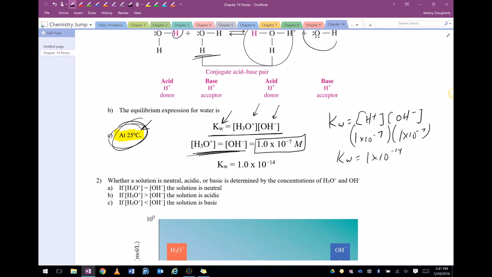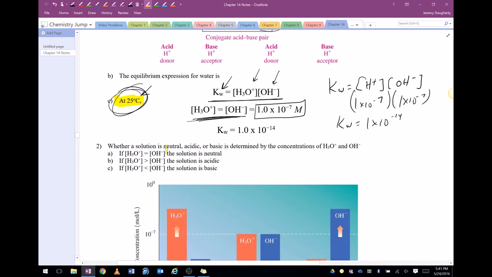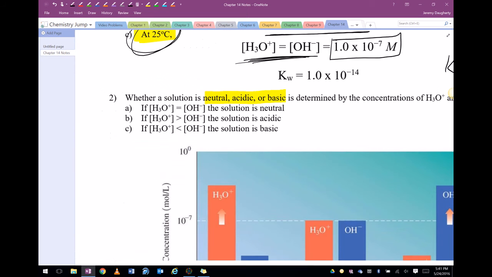Now, whether a solution is neutral, acidic, or basic is determined by the ratio of hydronium ion to hydroxide ion. If the hydronium ion and the hydroxide ion are equal, the solution is said to be neutral. If we have more hydronium ion than hydroxide ion, the solution is acidic. And if we have more hydroxide ion than hydronium ion, the solution is basic. Now you know what determines whether the solution is acidic, basic, or neutral.